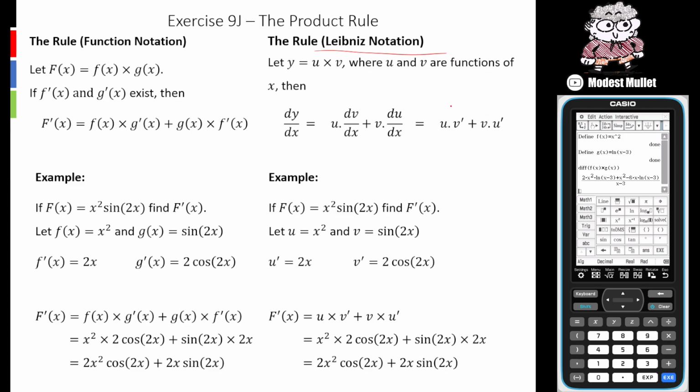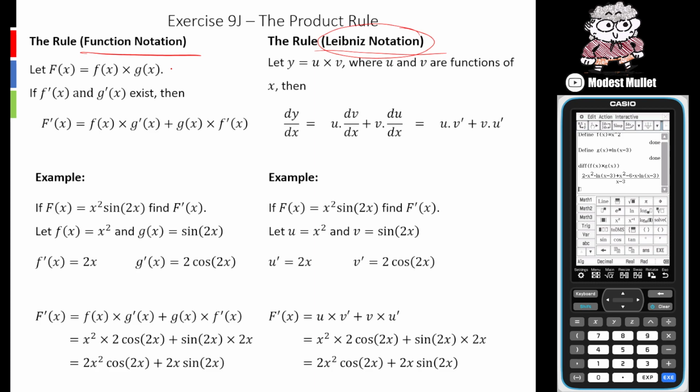Most of the time, personally, I have a preference for this Leibniz notation. I get slightly less confused and it's a little bit more compressed. So that's what I'll lean towards myself personally when I go through the examples, but I will try and use function notation where I can. Right, so let's look straight at the product rule.